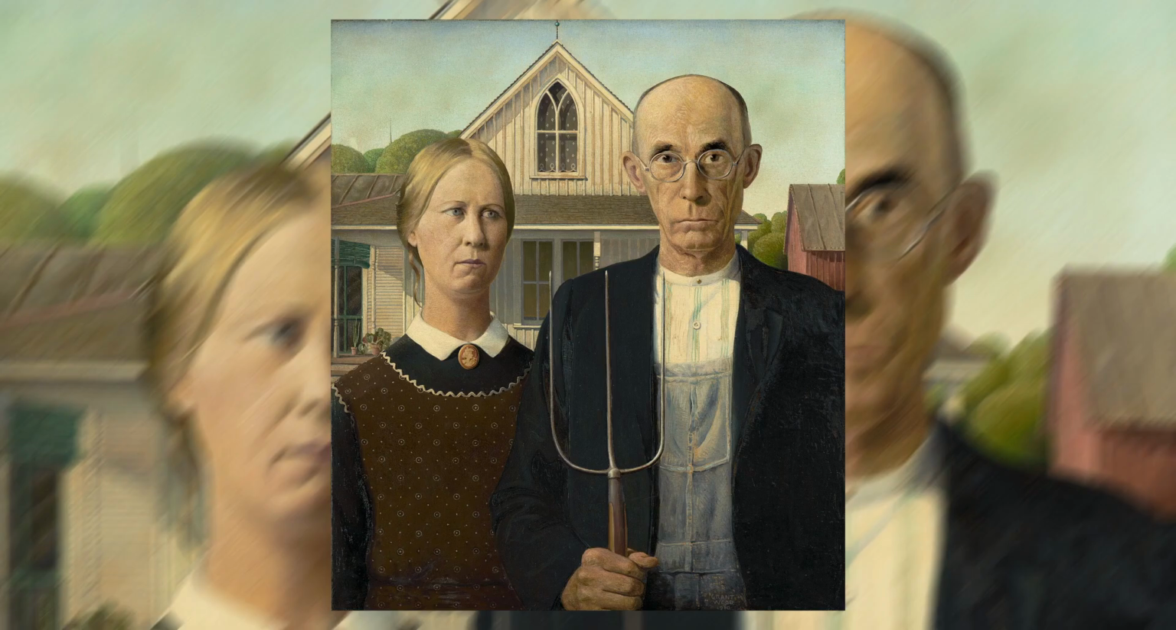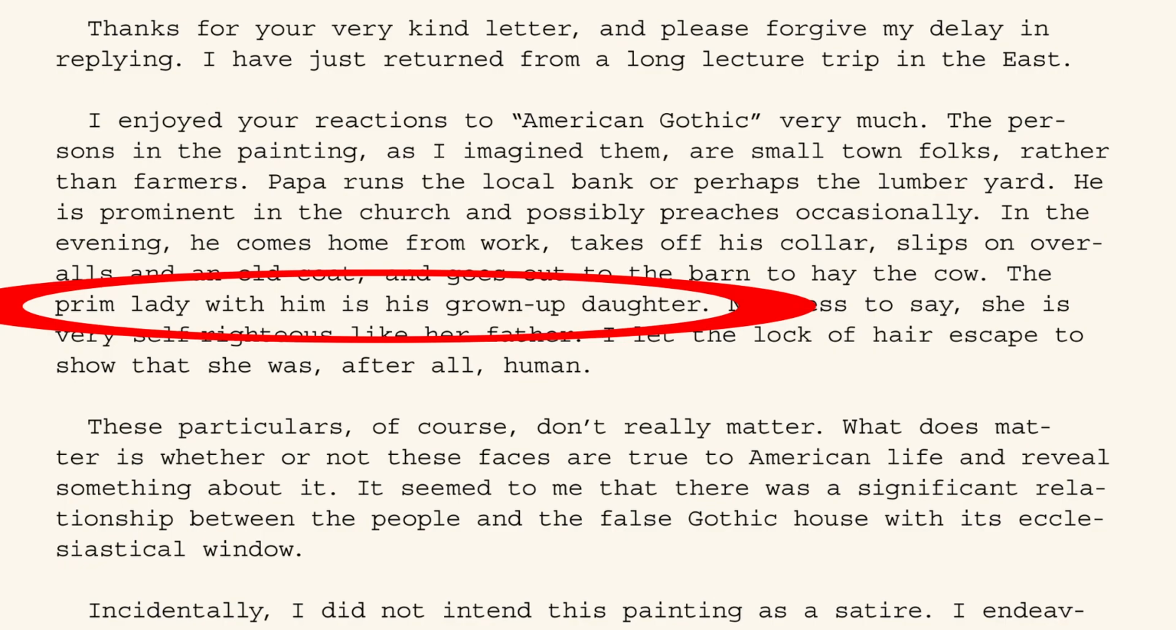Contrary to popular belief, the individuals portrayed in the painting are not a married couple, but rather a father and daughter. Nan, the female model, conveyed that her brother's original concept was to depict them as a father and daughter, not a husband and wife. This perspective was reaffirmed by Wood himself in a letter addressed to a Mrs. Nellie Sudduth in 1941, quote, "The prim lady with him is his grown-up daughter."